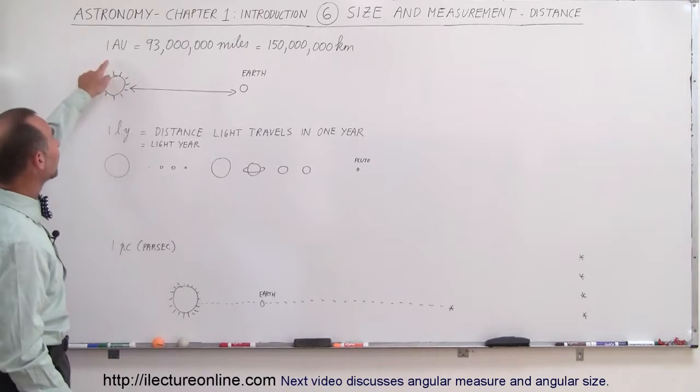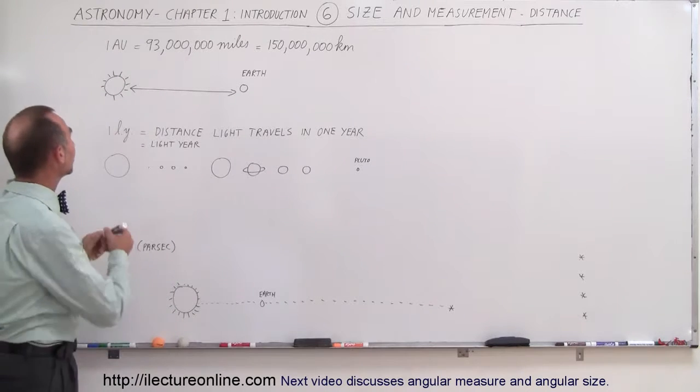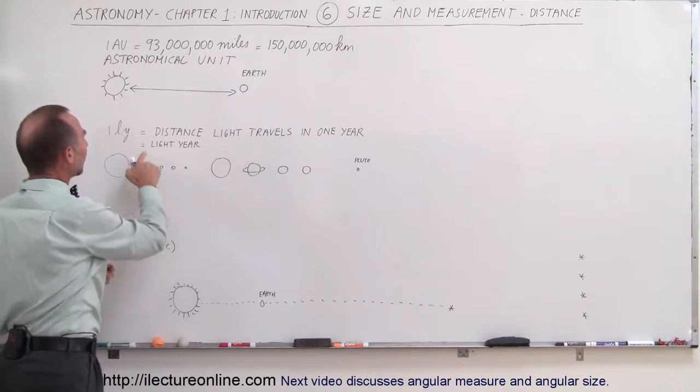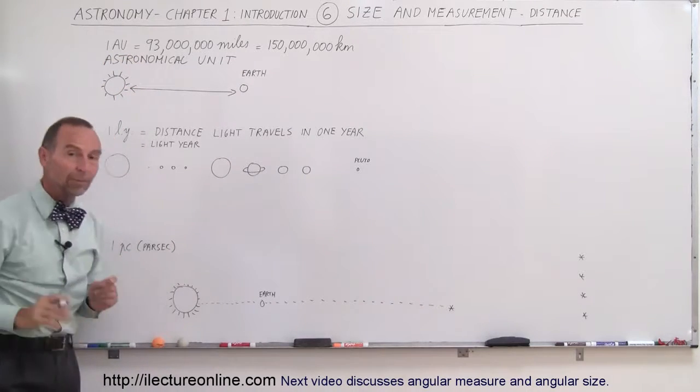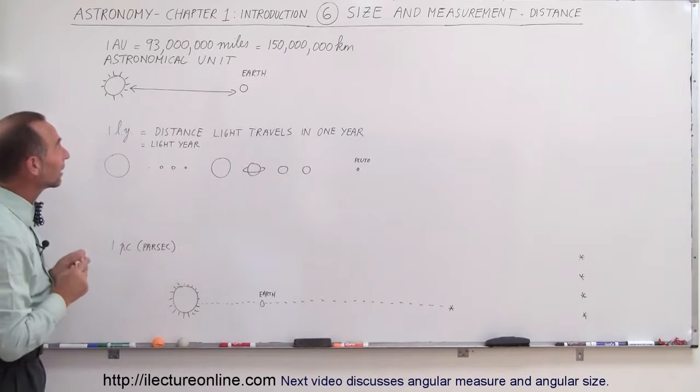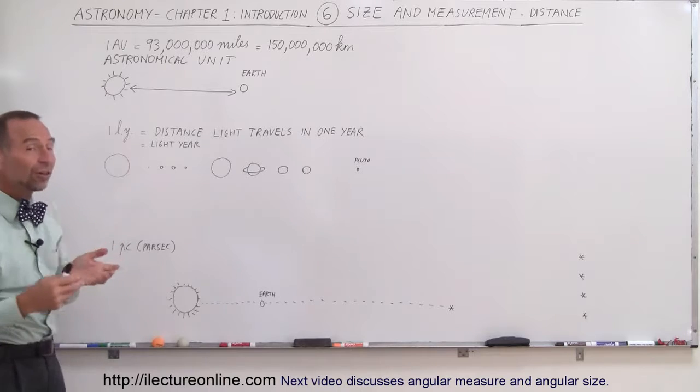One is called the AU, or astronomical unit. I should probably write that down. The second one is called the light year, and the third one is called the parsec. And so let's go and explore what these three measurement mechanisms are. So the first one is fairly straightforward.